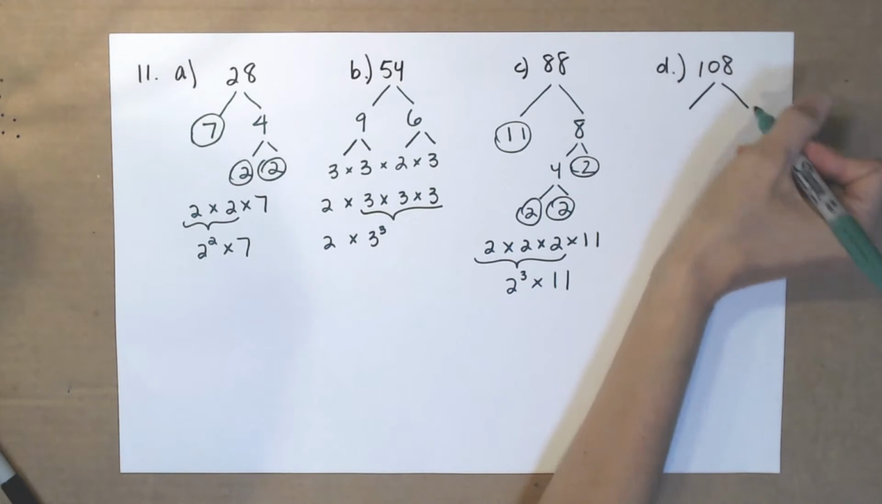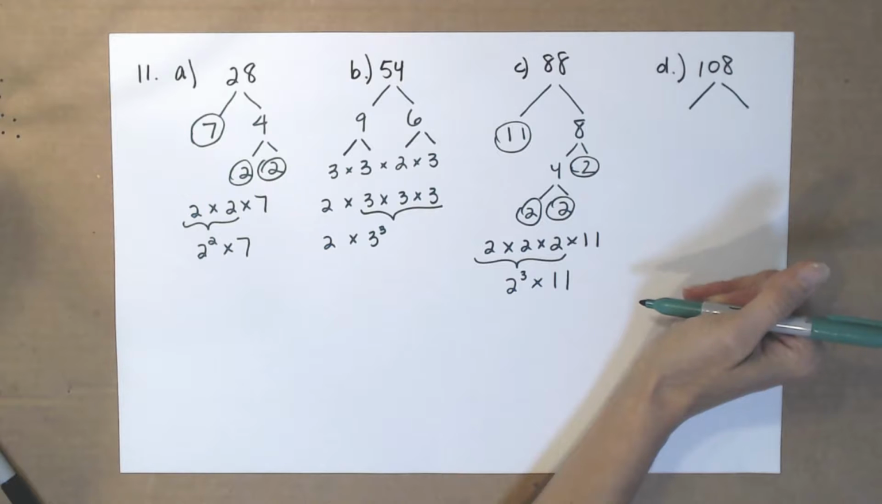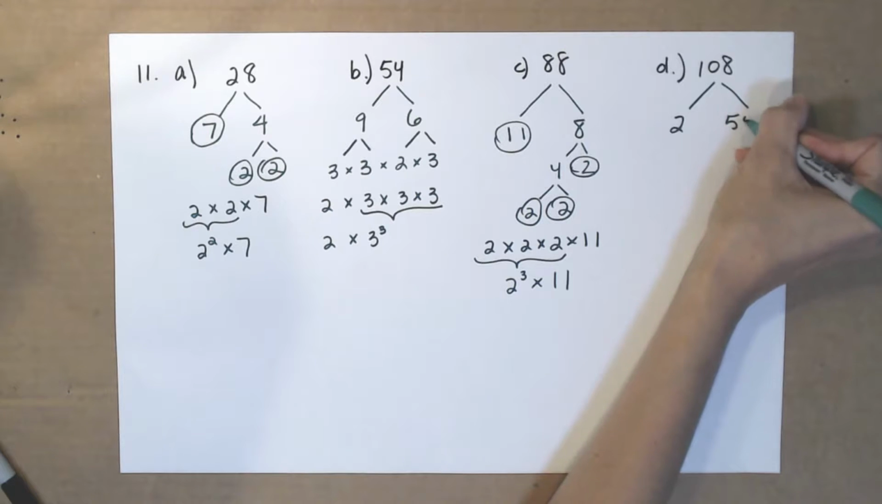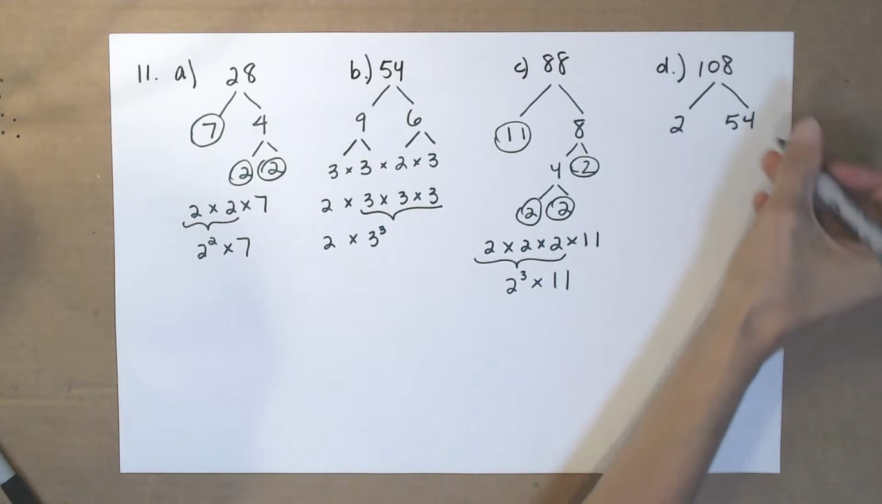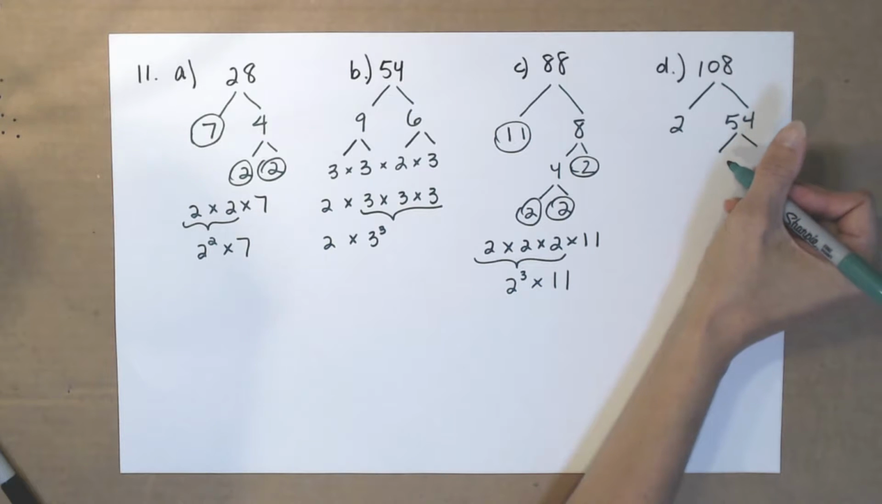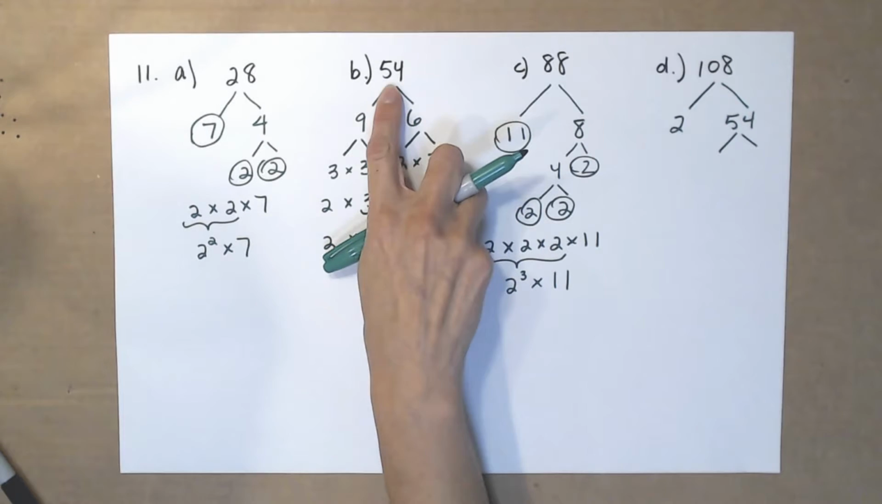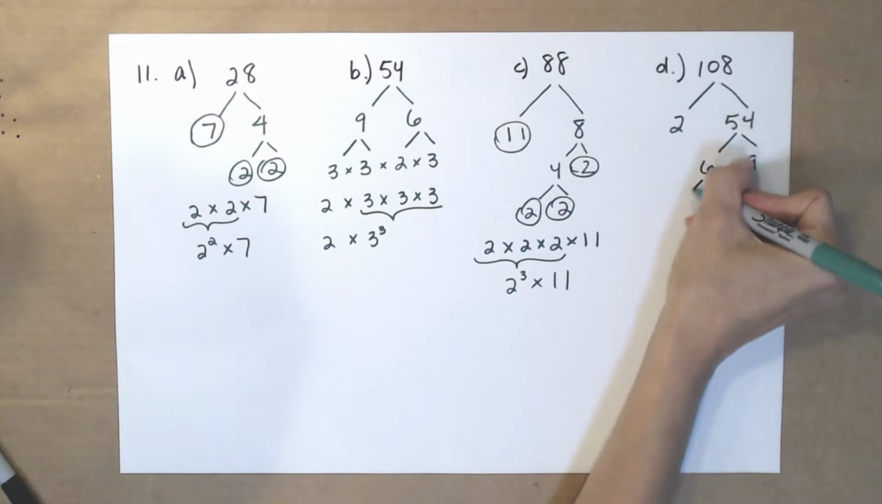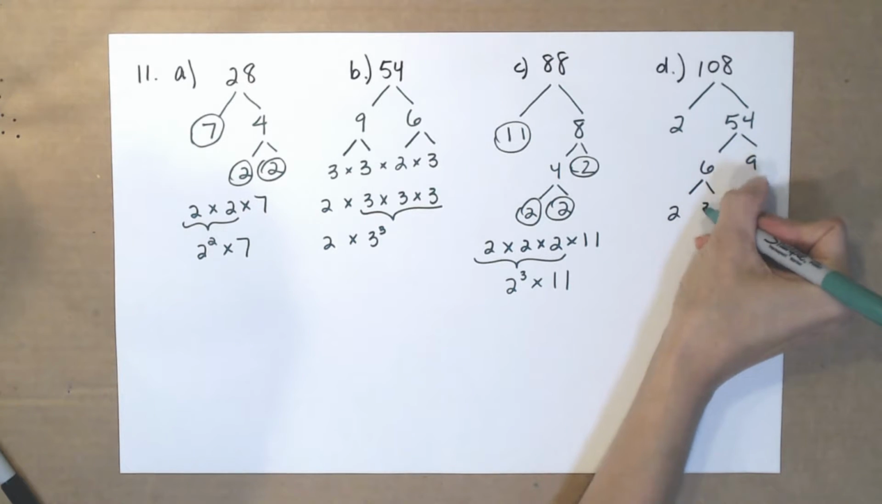108. Well, I know that I can take half of that for sure, so let's just go that route. 2 times 54 is 108. Now I can break down 54. I know 6 times 9. So now I'm going to end up with this one. So I'm going to basically follow the same thing I did over there.